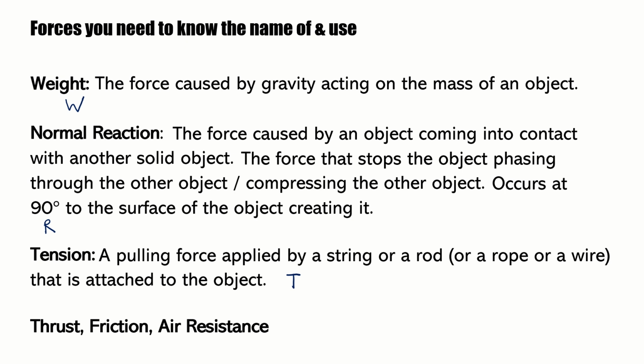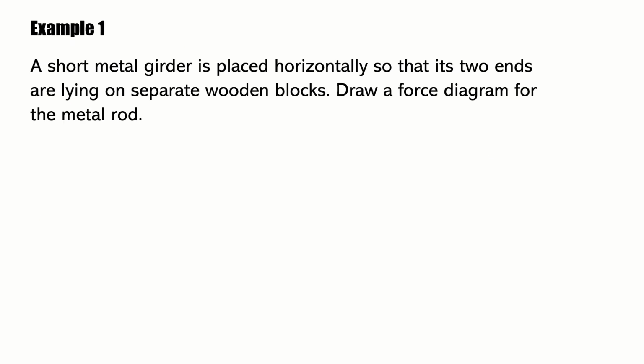Okay, with all that said, now we can actually get on with doing an example. So our example 1 that we're dealing with here is we've got a short metal girder, which you don't really need to know what it is, except that it's an object that's being placed horizontally, so that the 2 ends of this object are lying on separate wooden blocks. So what they're describing, if I was to draw more of a picture rather than a force diagram, is we have 2 wooden blocks, and then something placed horizontally across between them, so the 2 ends of the object are lying on the 2 wooden blocks.